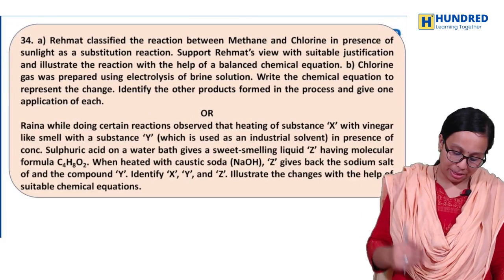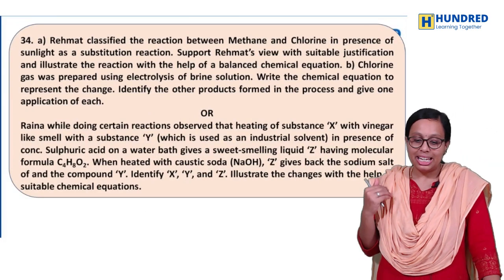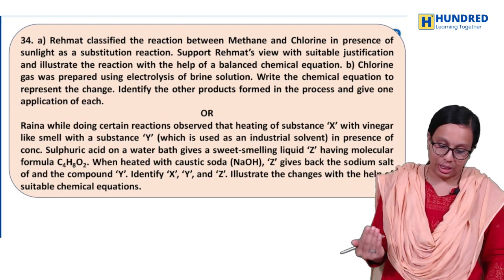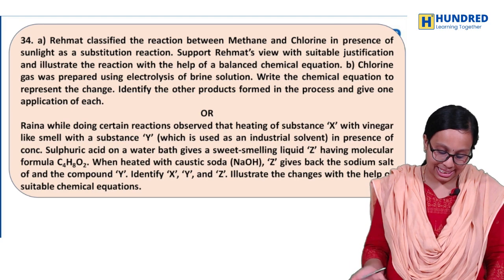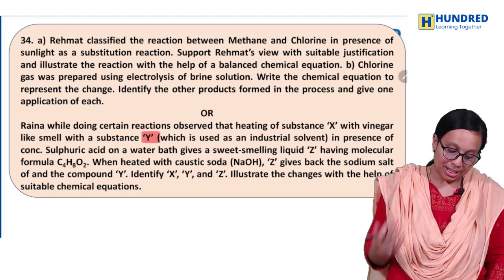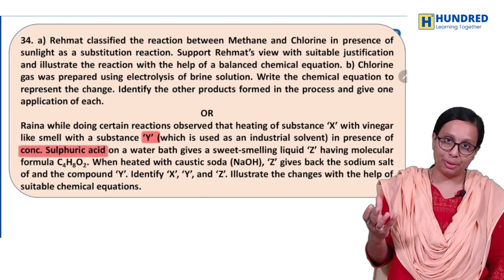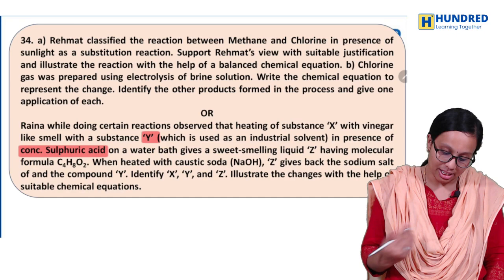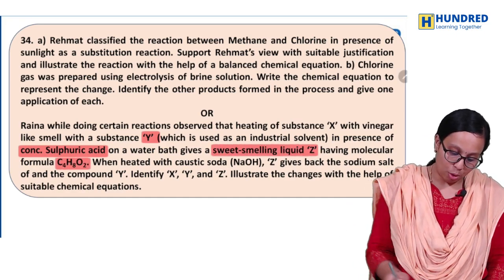So here you have B. Raina, while doing a certain reaction, observed that heating of substance X with a vinegar-like smelling substance, which is Y, in the presence of concentrated sulfuric acid, gives a sweet smelling liquid Z. So you're reacting X and Y in the presence of concentrated sulfuric acid. They've given you the molecular formula.